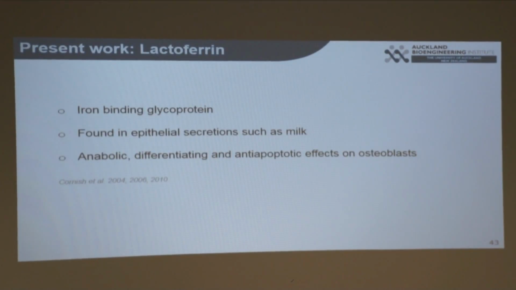And finally, this is what I'm doing now. I have no results to show because I'm still in the analysis stage, but I'm looking at an anabolic called lactoferrin. Lactoferrin is an iron-binding glycoprotein, and it's found in epithelial secretions, particularly in breast milk. And it's been shown to have anabolic, differentiating, and anti-apoptotic effects on osteoblasts. So it's said to be a very potent anabolic. So I'm hoping I see some positive results soon.